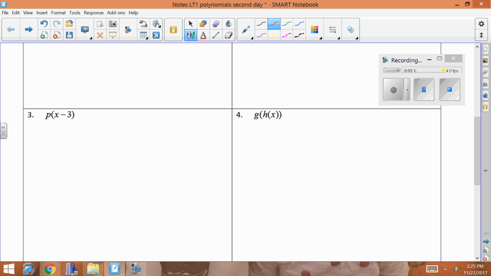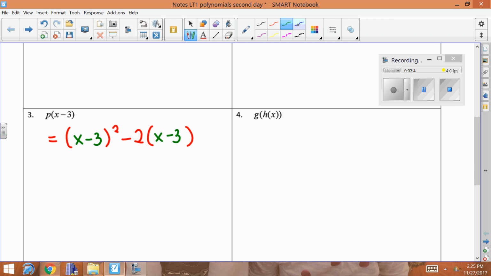So hopefully you tried that one on your own. This one you have to be really careful with the order of operations on here. So this time we're using function p, which was x squared minus 2x. So instead of an x, I'm replacing that with that x minus 3. So x minus 3 squared minus the 2 times x minus 3.